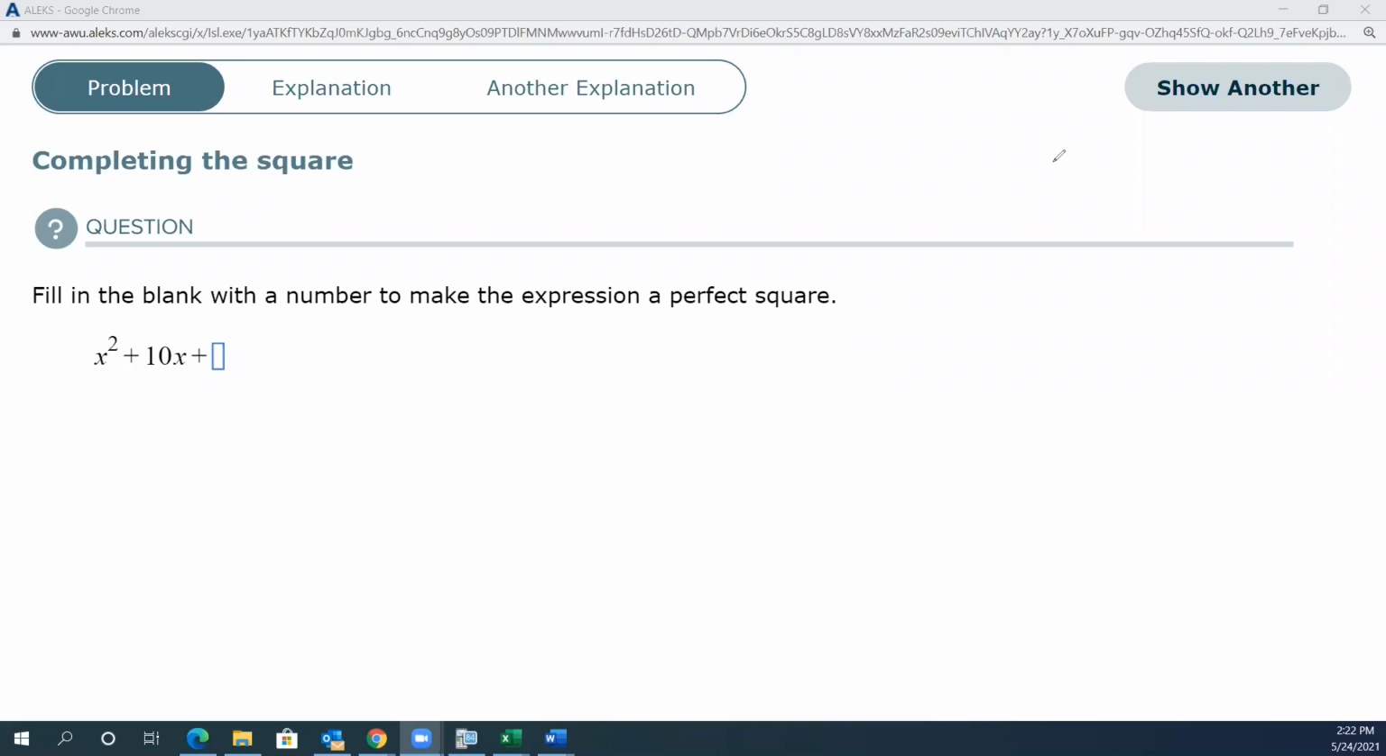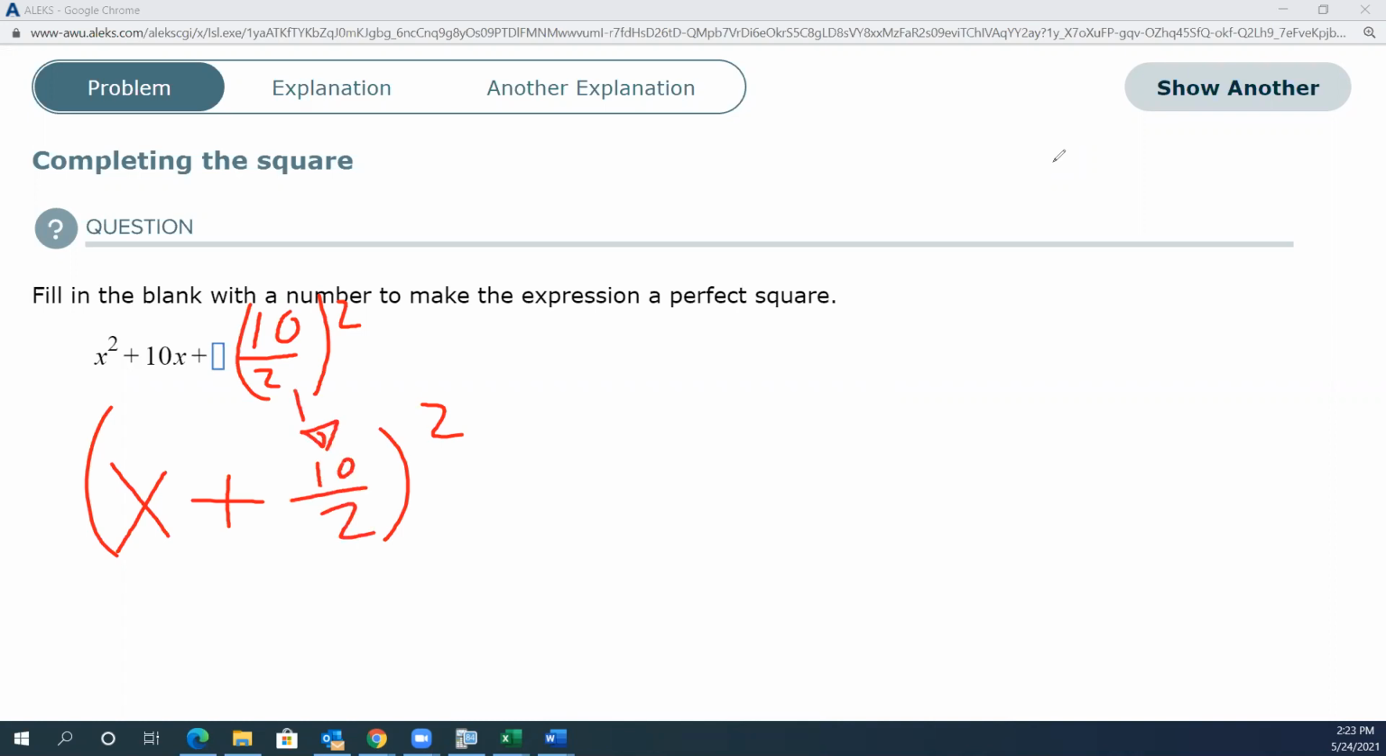All right, so we're going to add b over 2 squared. Cool. And then when we factor it, which again, they're not asking us to on this topic, but they will very shortly, we always get that x plus something squared. What's that something? Well, that something is 10 over 2 or 5. That's it.